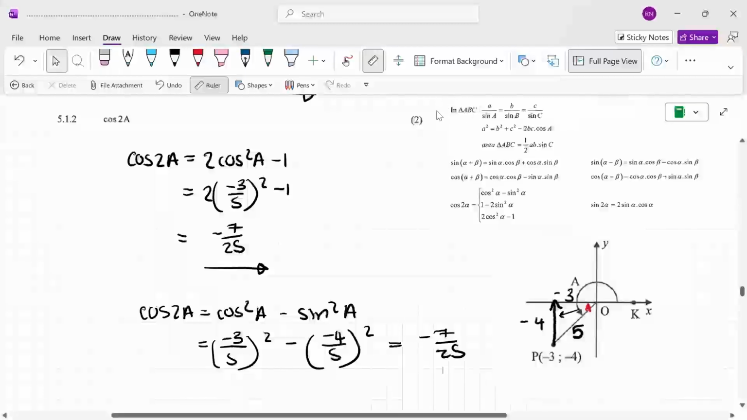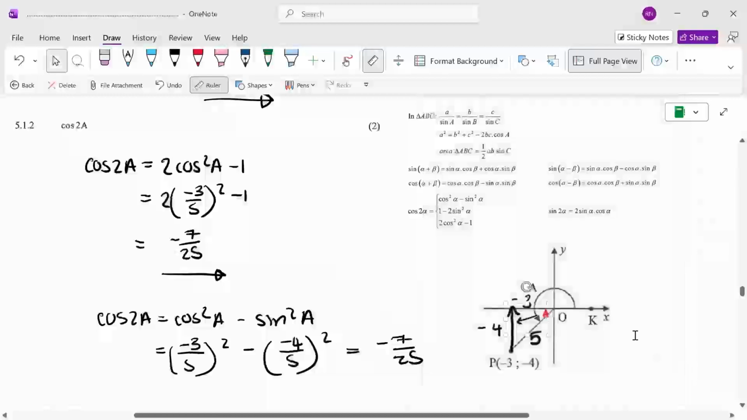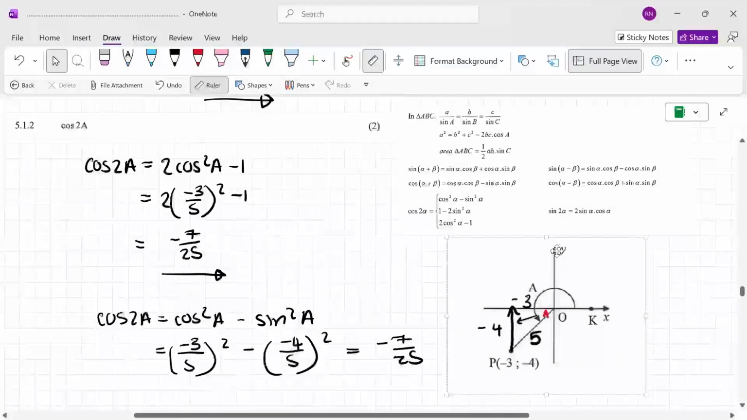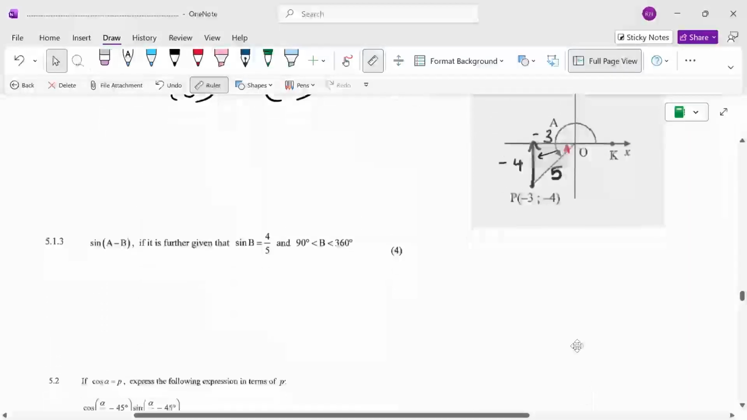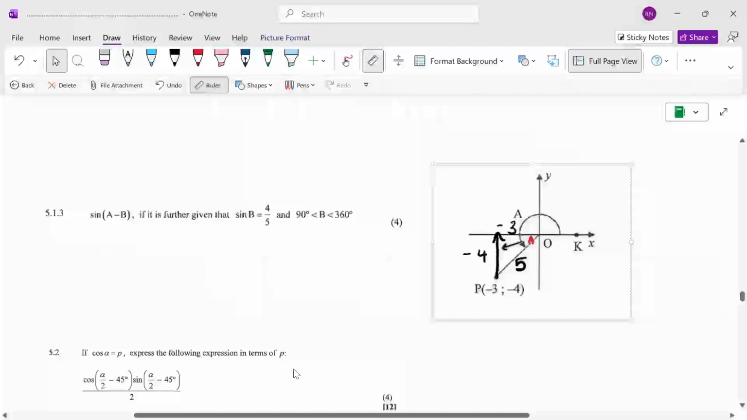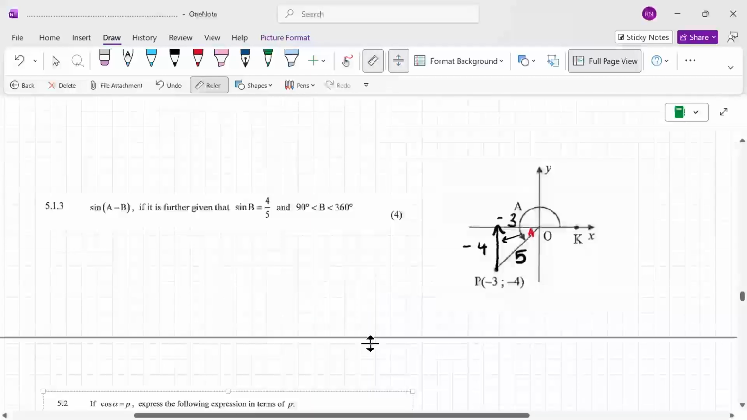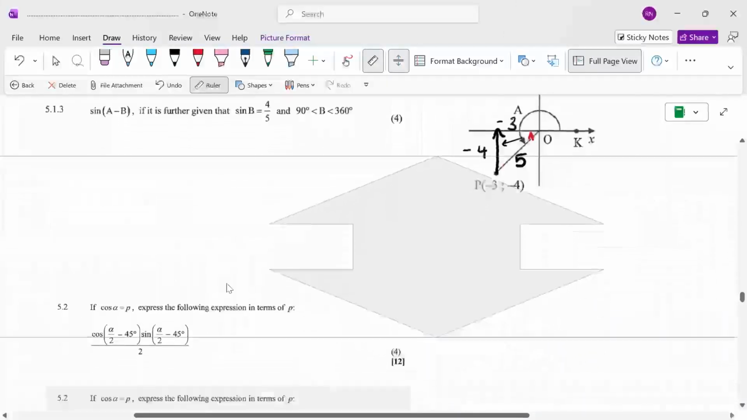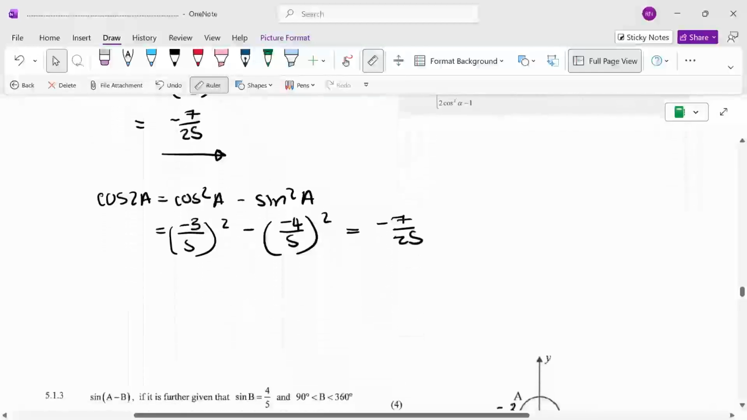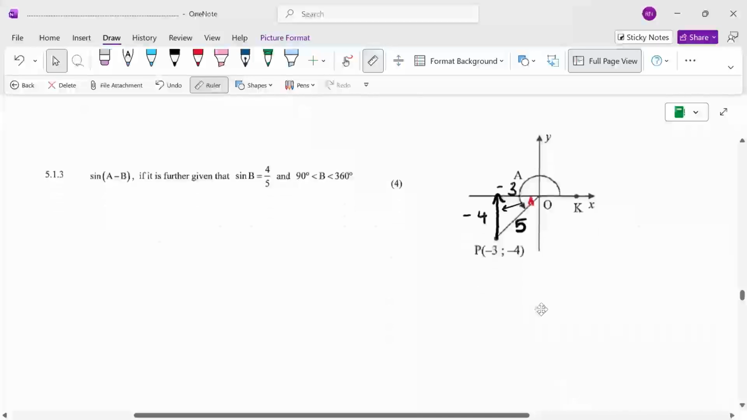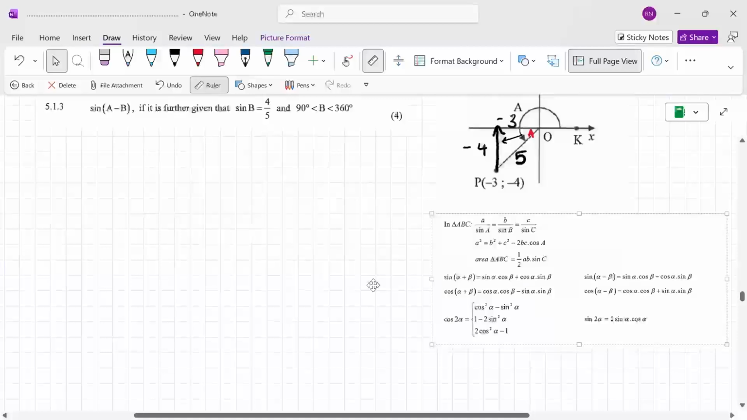Okay, and then let's see if I can join these two. Okay, it's fine. Let's move this down. Okay, my next question is sine A minus B if sine B is equal to that. Now, what does that mean? What do you mean sine A minus B? We just had A. There's no B on my plot here. So how am I supposed to find sine of B? I think we're going to have to expand this. Oh, but we're given sine of B.